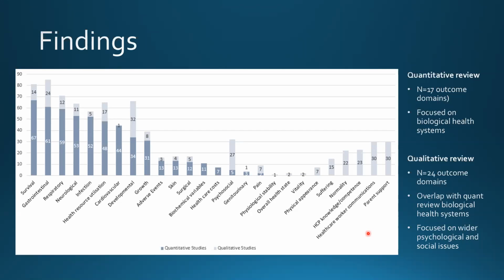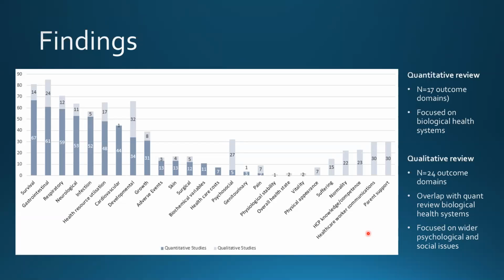Within the quant review, there were 17 specific outcome domains that were focused on biological systems. You can see them as the darker blue in this graph, and then the qual review is the lighter blue. The qual review identified 24 outcome domains, and these overlap obviously with the quant review, biological health systems, but they also focused on wider psychological and social issues, as you might imagine.